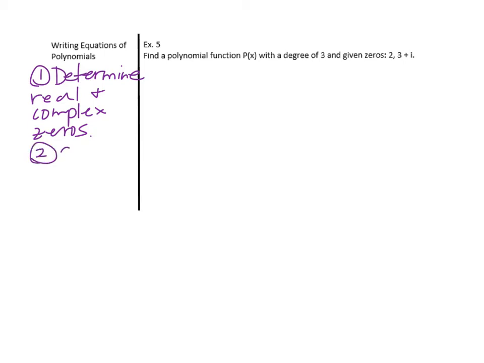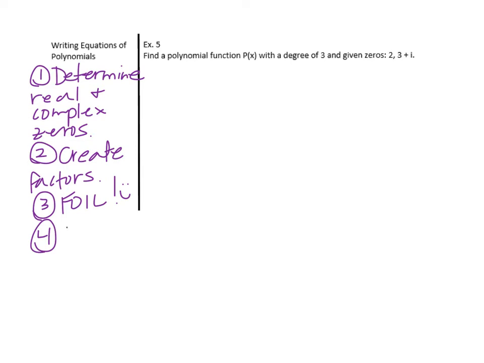From all your zeros, create your factors. Some factors will be just from real solutions, and for some of our factors we can use the sum and product rule. Last but not least, we get to FOIL all of our factors together. That'll be fun. And make sure when you're asked to write a polynomial function that you write P of x equals then your answer, or F of x equals, or y equals, whatever they want you to have. But you always want to generate an equation for your answer.